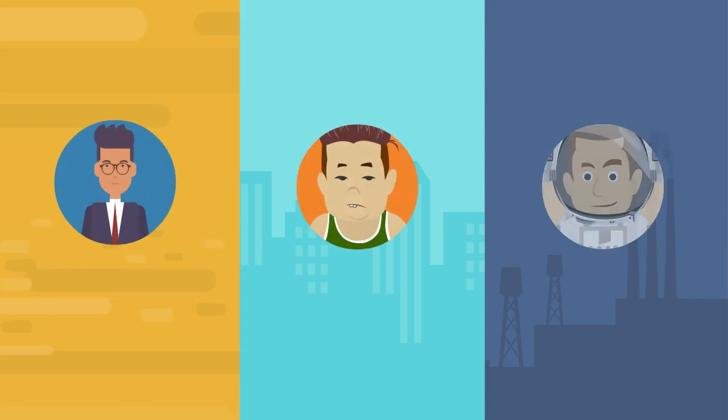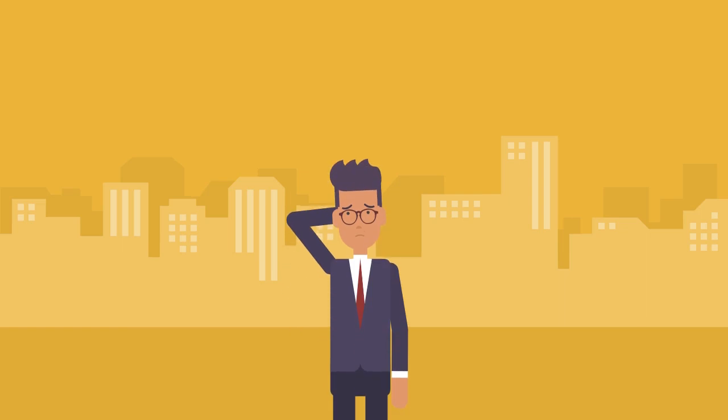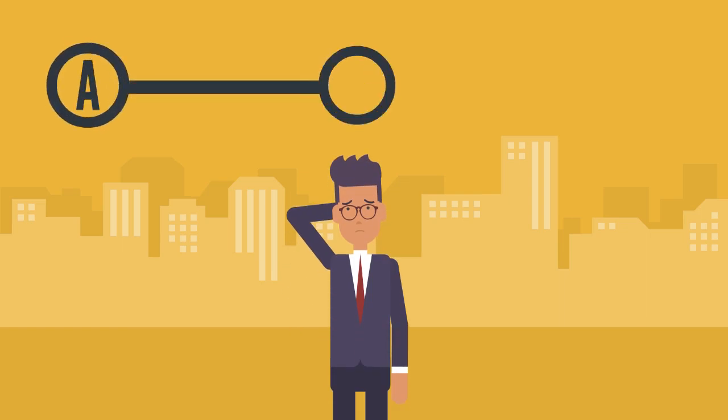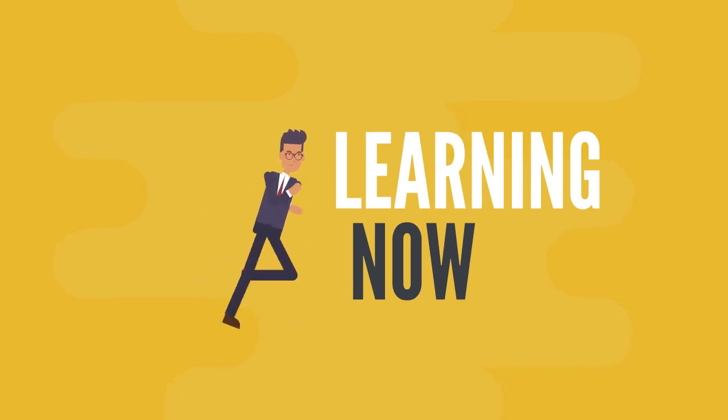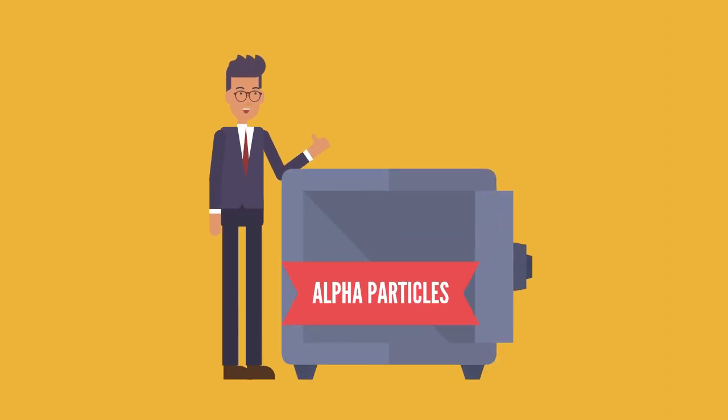So there are three main types of radiation that we're going to look at that are primarily associated with radioactive decay. They are alpha particles, beta particles, and gamma rays, which we're going to look at in turn over the course of this video. So first up are alpha particles.